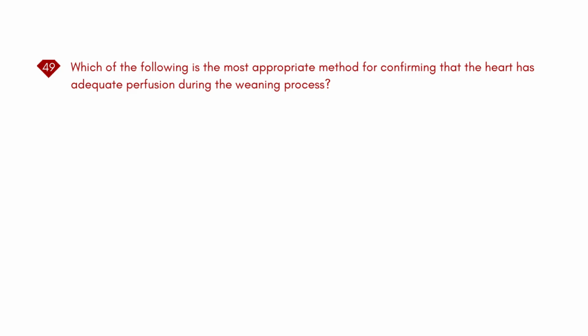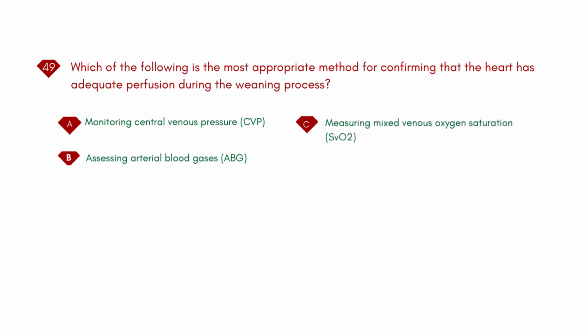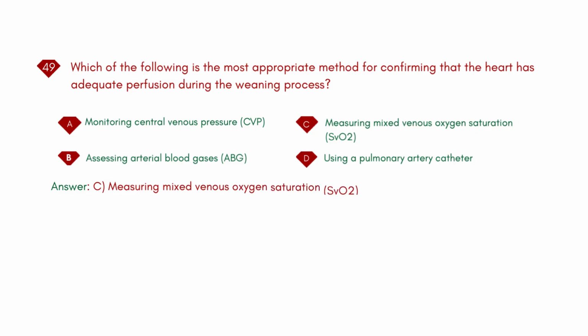during the weaning process? A. Monitoring central venous pressure, CVP. B. Assessing arterial blood gases, ABG. C. Measuring mixed venous oxygen saturation, SVO2. D. Using a pulmonary artery catheter. Answer: C. Measuring mixed venous oxygen saturation, SVO2.